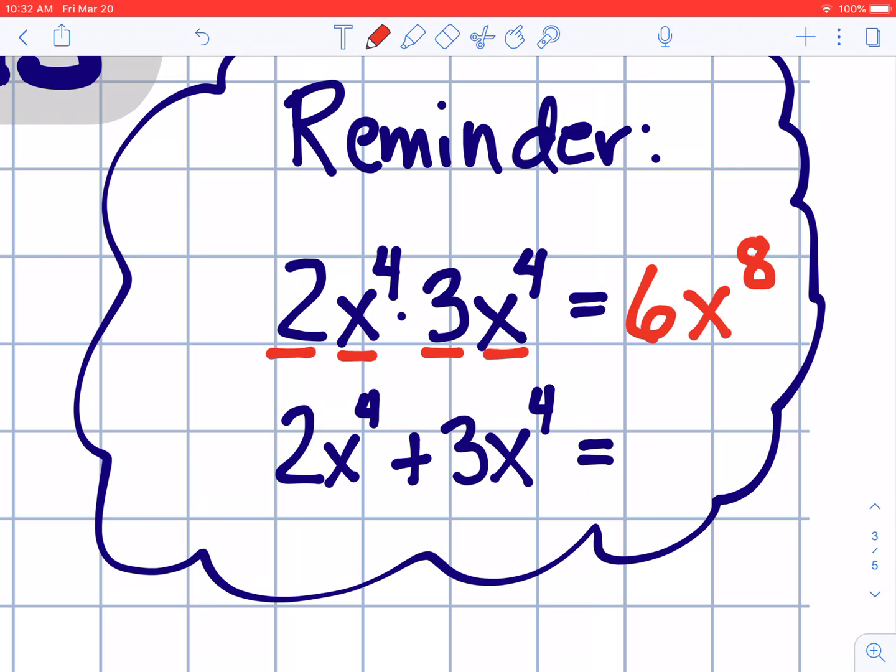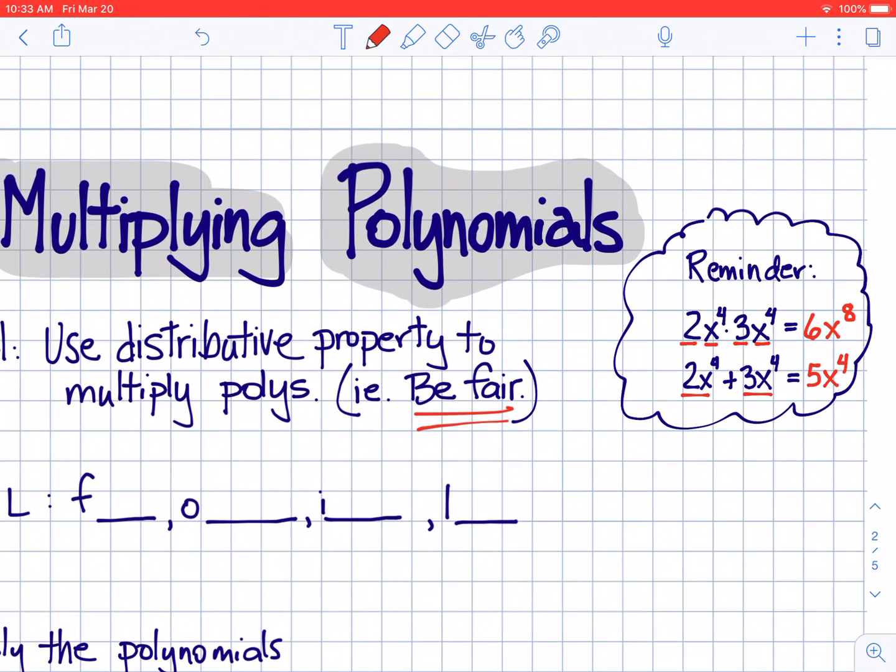And then sometimes you're going to be adding things together. So if I took 2x to the fourth plus 3x to the fourth, I would get 5x to the fourth, because we take the coefficients and add them, and then the exponents don't change. So that's one possible confusion that happens during this lesson. Try to show your work so that you can slow down and make sure you do the right thing.